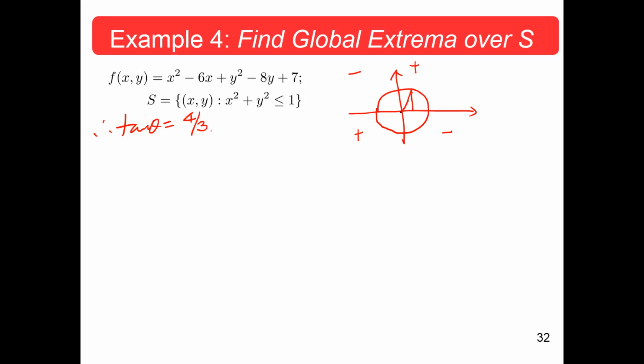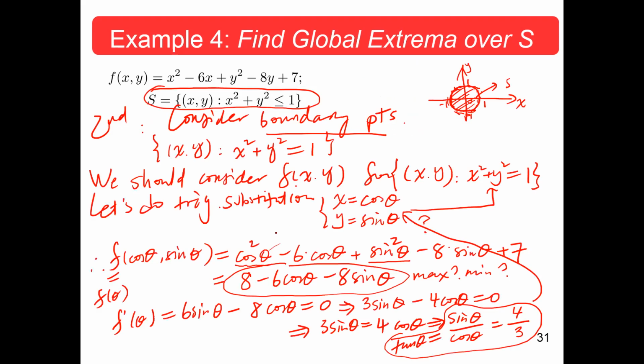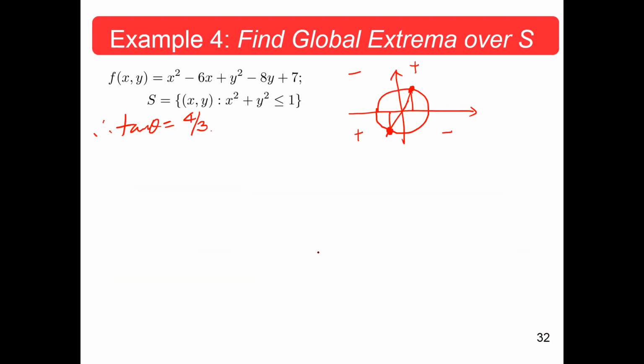So somewhere over here, 4/3. It should be referring to this point and this point. So at these 2 points, the derivative happens to be equal to 0. So this is x, y, and here's another x, y.